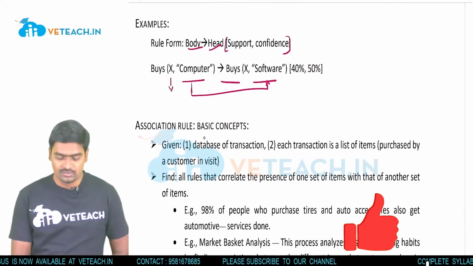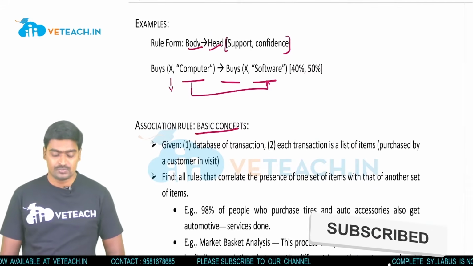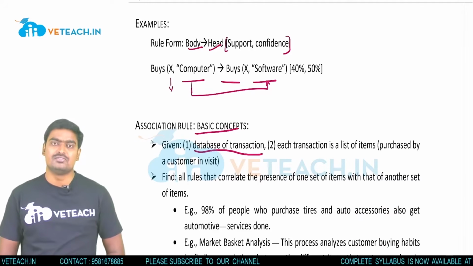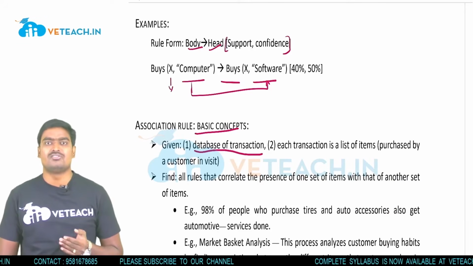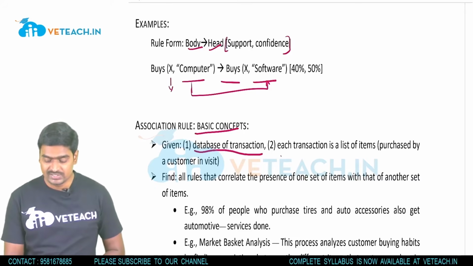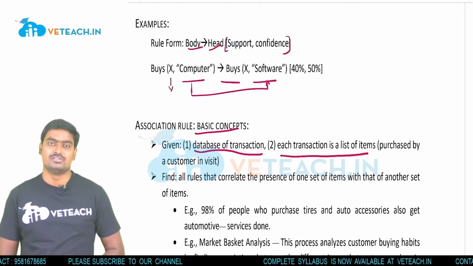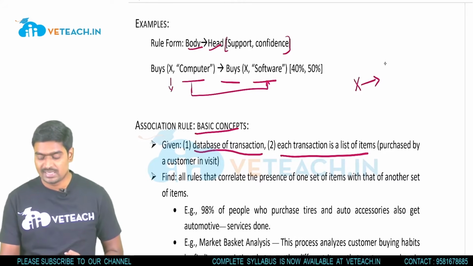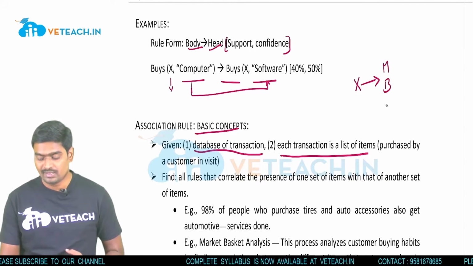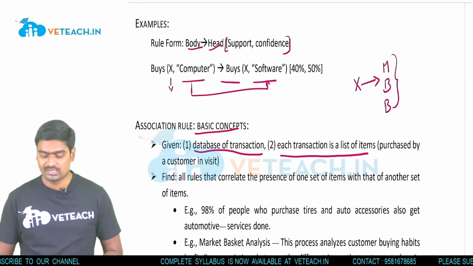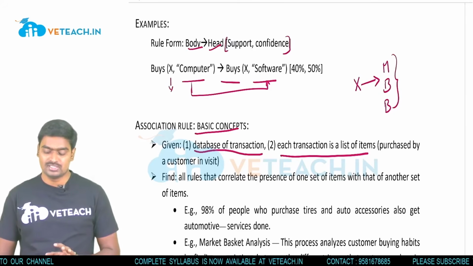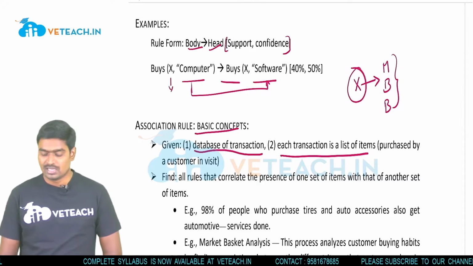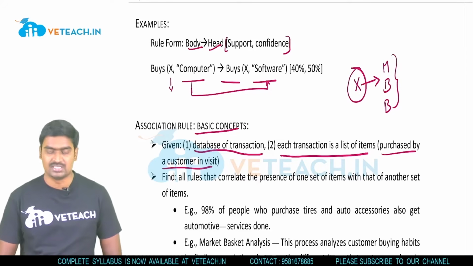Coming to the association rule, we have some basic concepts. The first is the database of transactions. A transaction is a series of operations we are performing, and each transaction is a list of items. What are the different types of items here? For example, user X buys milk, bread and butter. These three are the list of items. So this is one transaction done by X, who is one user, purchased by a customer in one visit.